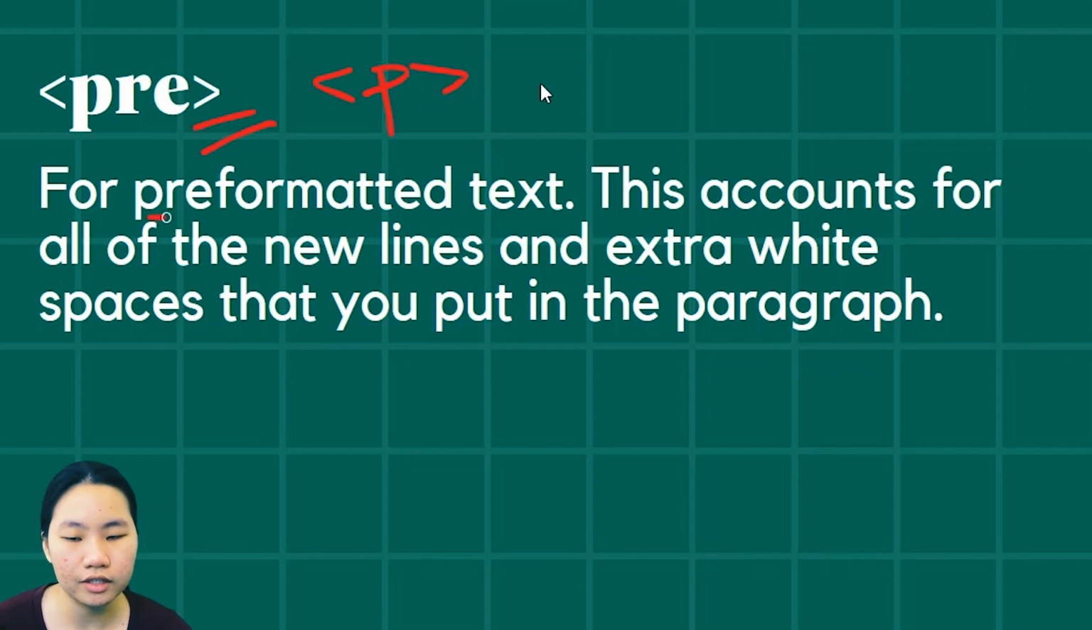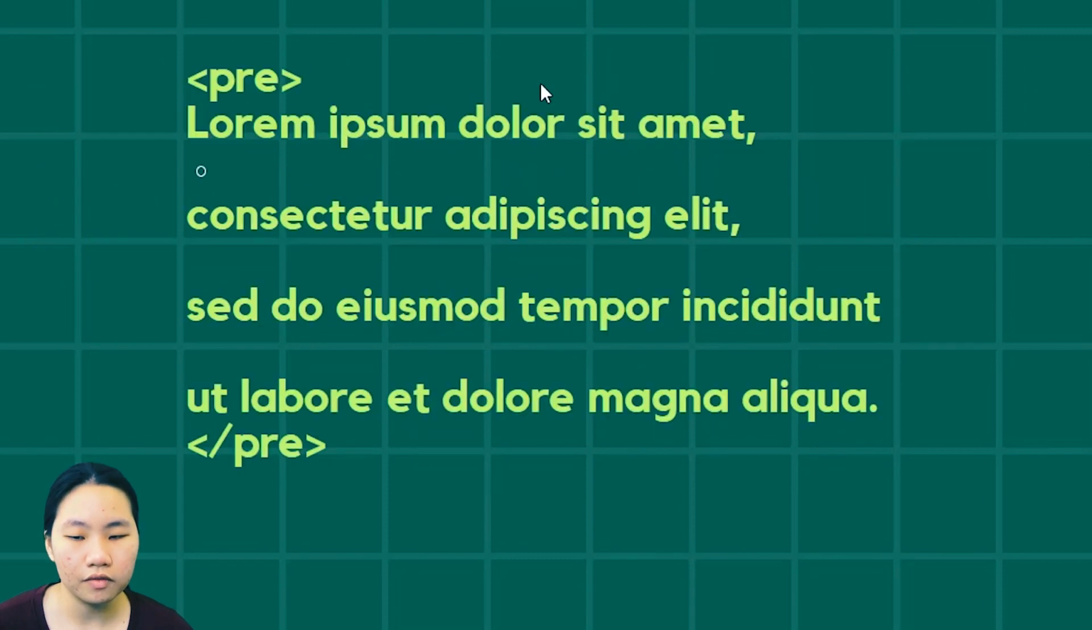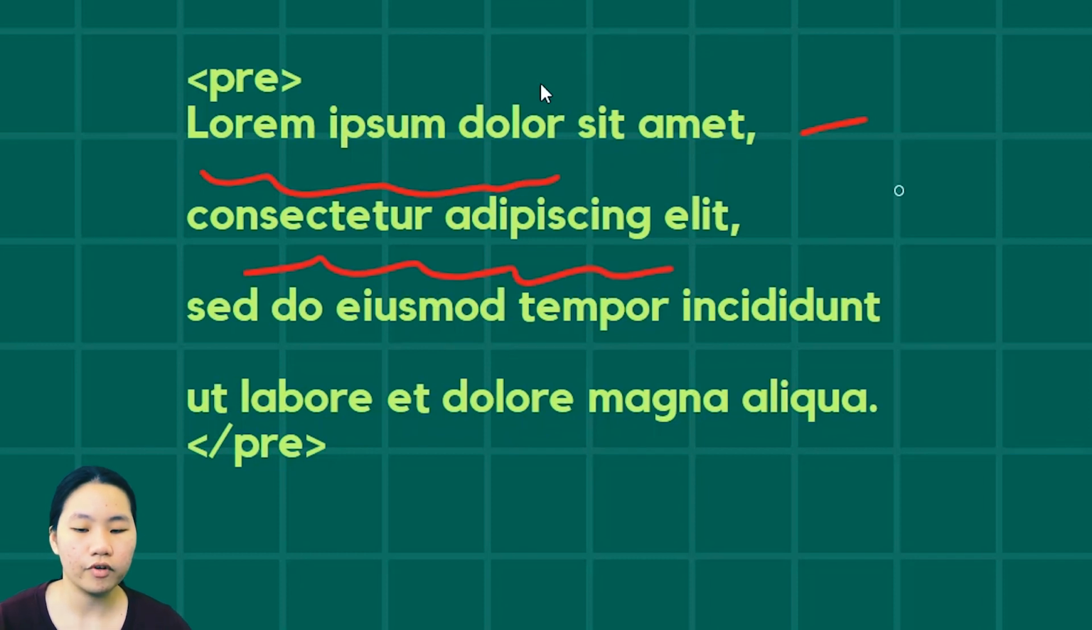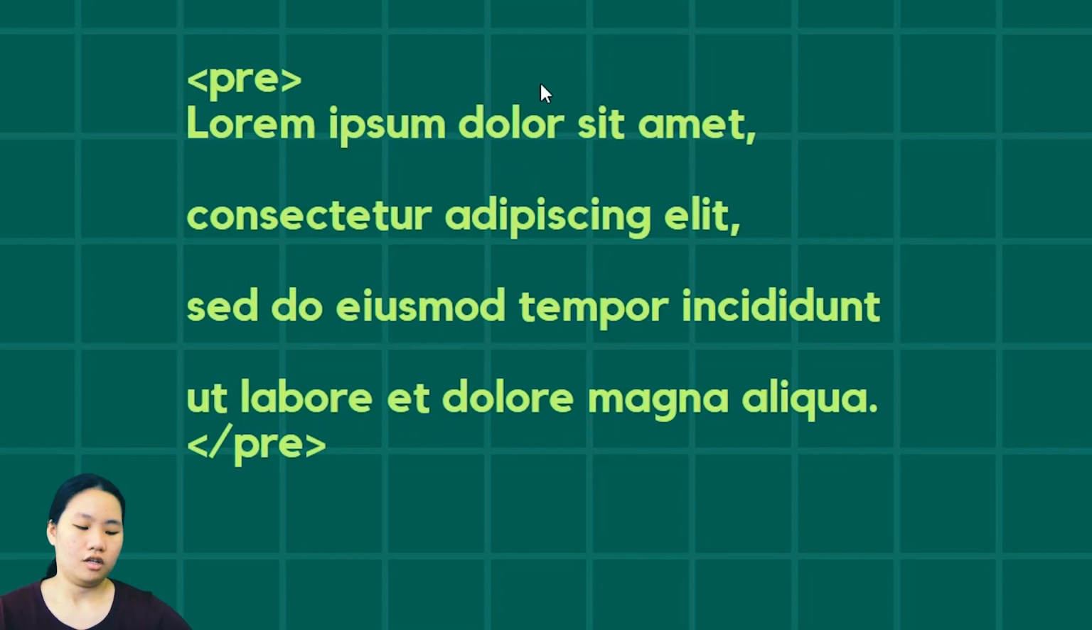So pre is short for pre-formatted text, right? It accounts for all of the new lines and extra white spaces that you put in your paragraph. All of these spaces, the new lines, and so on and so forth will be displayed as is in your browser. Okay, so let's do a bit of demonstration.